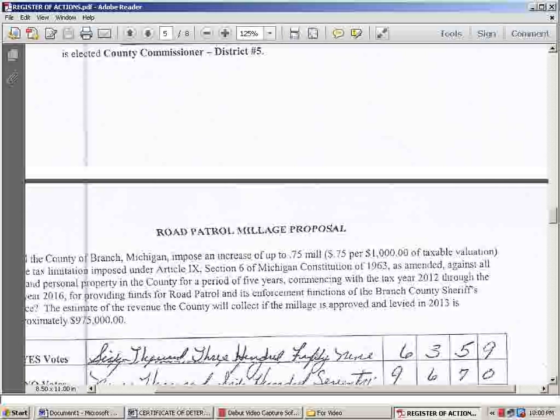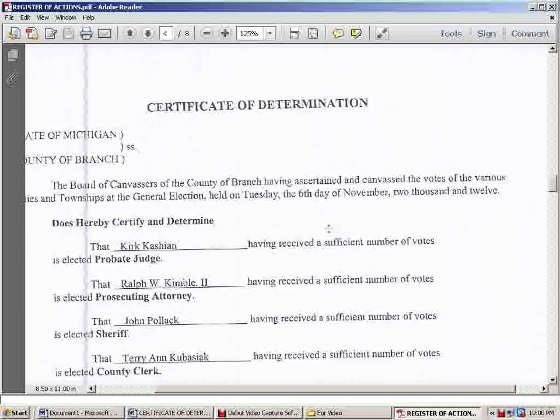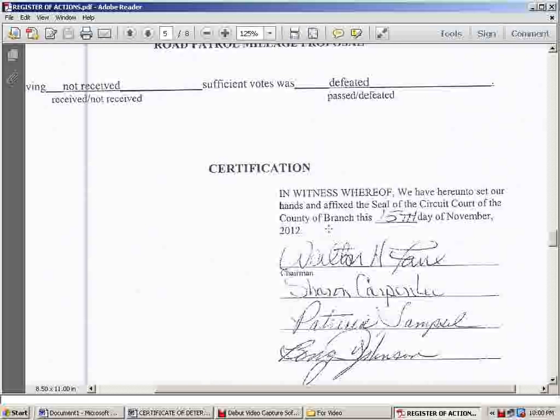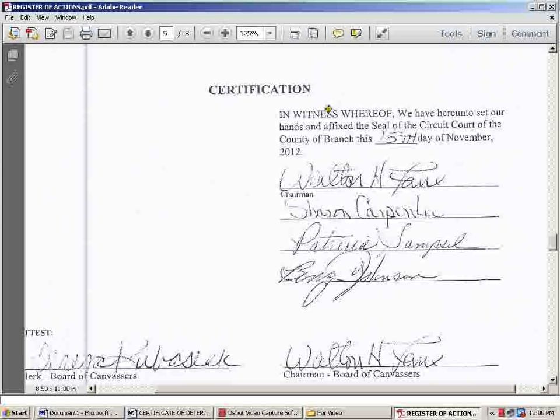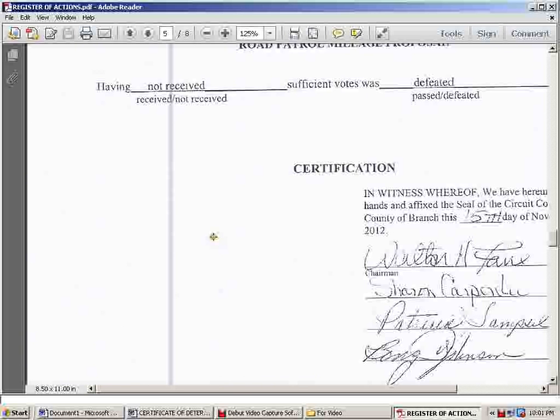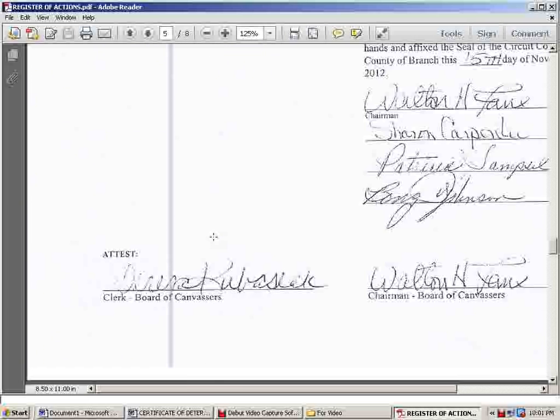This road patrol proposal has nothing to do with the certificate of determination. The certificate of determination should be a certificate, which means it should have a certification on it, like this, where it says, "In witness whereof we have hereunto set our hands and to fix the seal of the Circuit Court of the County of Branch." Now, everybody's name is on there, it looks like, but there's no seal. Right, so even that part's done wrong.